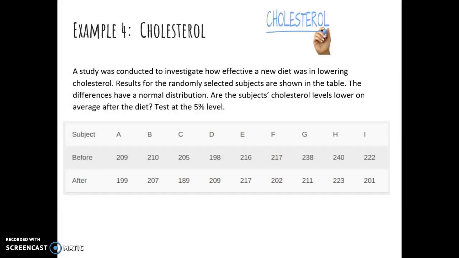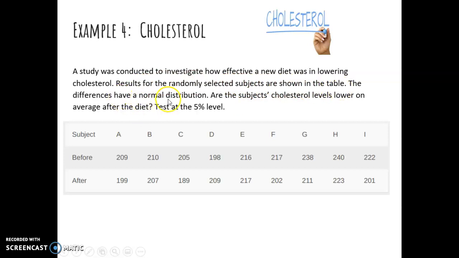This video is hypothesis testing of paired data part 2. We're picking up with example 4, cholesterol. A study was conducted to investigate how effective a new diet was in lowering cholesterol. Results for the randomly selected subjects are shown in the table.